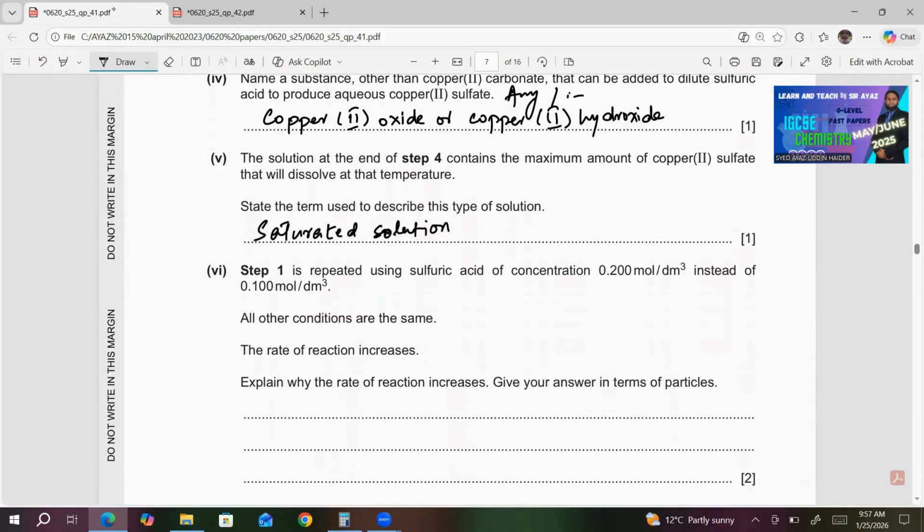Number 6. Step 1 is repeated using sulfuric acid of concentration 0.2 mole per dm cube instead of 0.1 mole per dm cube. All other conditions are the same. The rate of reaction increases. Explain why the rate of reaction increases. Give your answer in terms of particle speed.